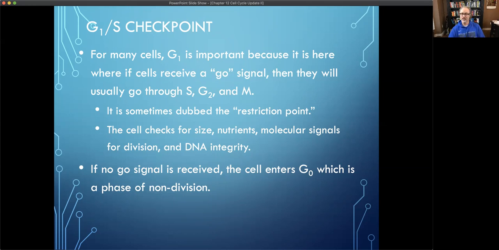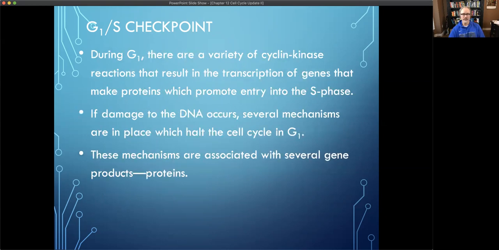And again, if it doesn't, it enters G0. G0 is basically called quiescence. Sometimes it's a state of non-division, and muscle cells and nerve cells are common in G0. Liver cells would be another common one. Those are 3 common cell types in G0. They're not dividing very often.